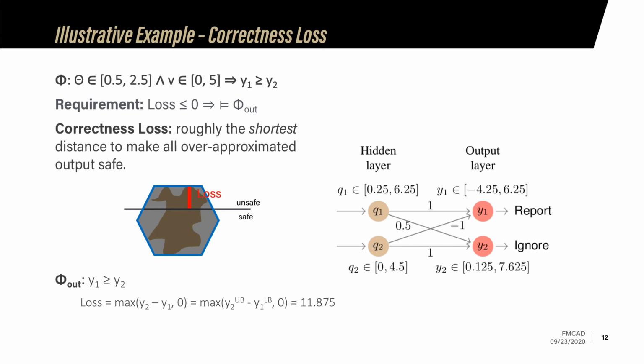To make it efficient, we do not require strictly being the shortest distance. See the example here, where there is yet another violet bar as another safety constraint. In this case, we do not require the loss to represent the bottom right direction, because empirically we know that the shortest distance to make all over-approximated outputs safe would be to move it to the bottom right direction. And this design choice is for efficiency consideration.